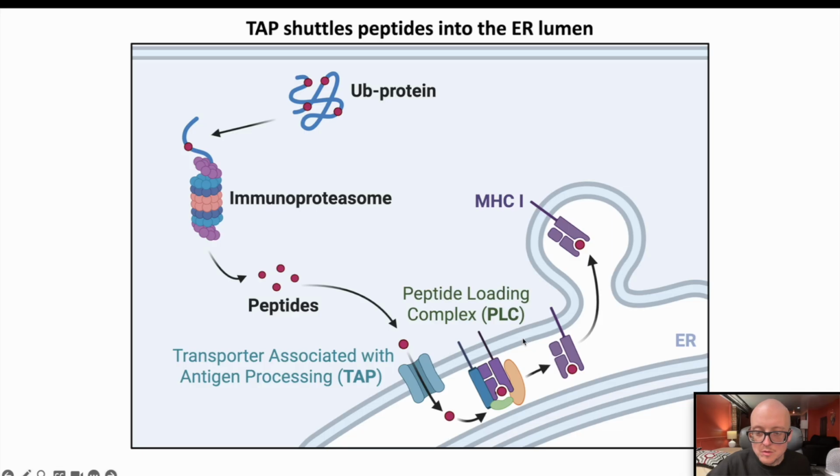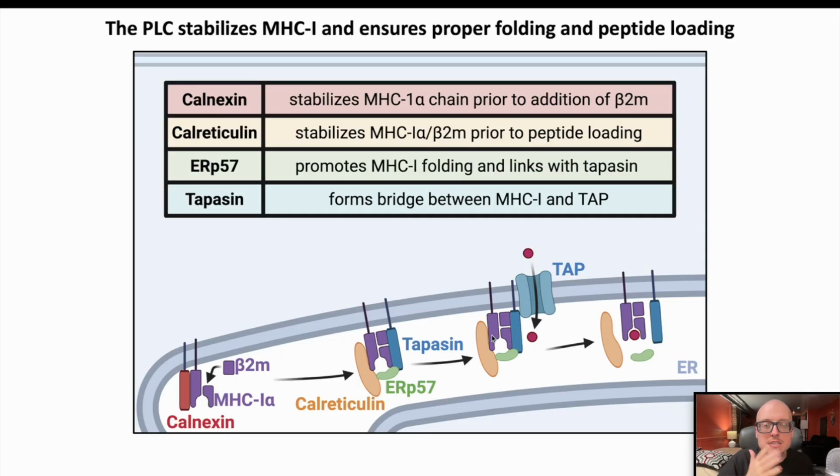Let's zoom in now on another one of these pieces, though, and that is the peptide loading complex, that set of chaperone molecules which facilitate the folding of MHC class 1, as well as the process of antigen loading. So the PLC has a few major members. I've given you some of the most important here on this slide. And we'll start at the beginning.